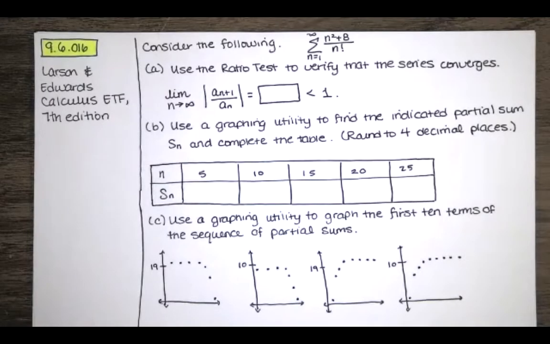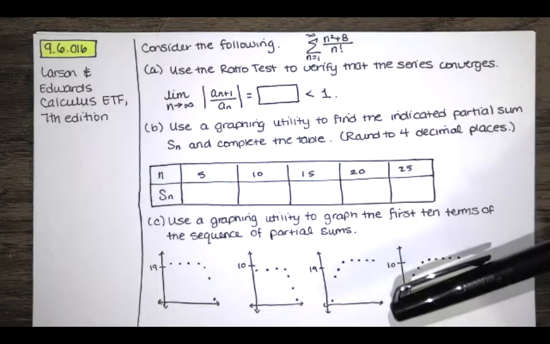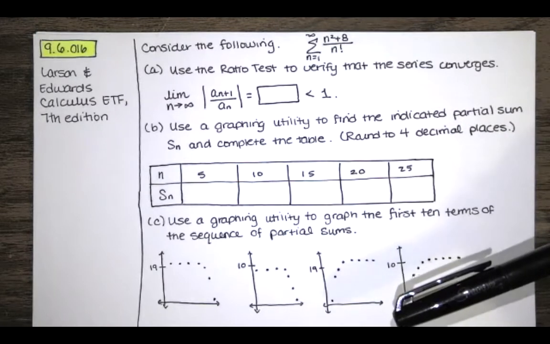In this video, we solve problem 9.6.016 from Larson and Edwards Calculus Early Transcendental Functions text, 7th edition. We're asked to consider the following series. We've got (n squared plus 8) over n factorial as our nth term of the series. We start with n equals 1 and we go on to infinity. We're adding all of those up.